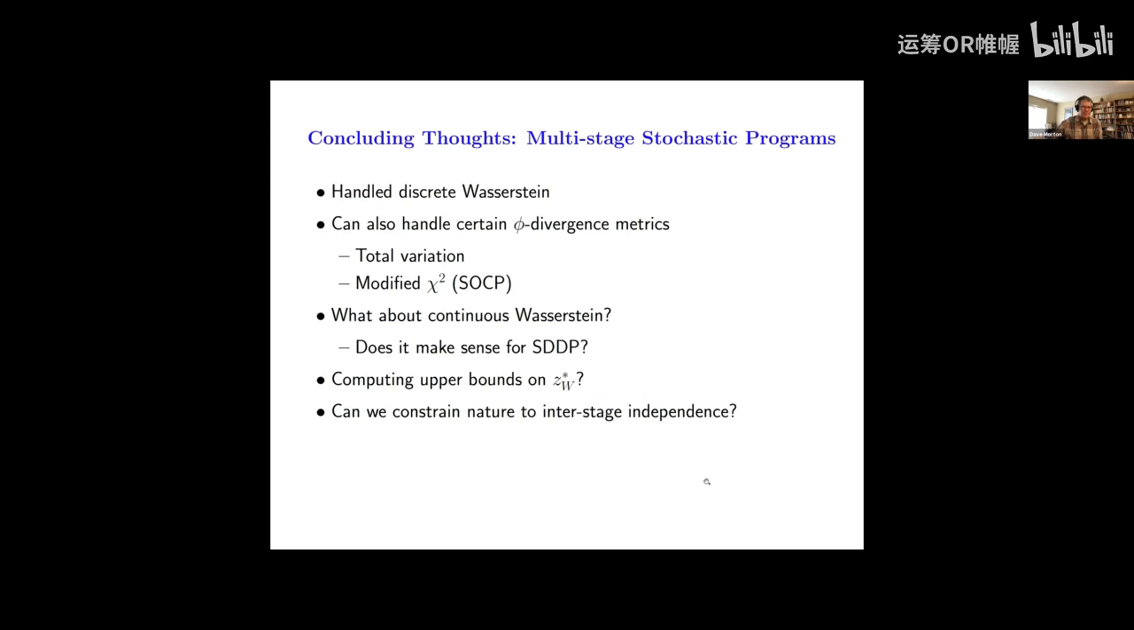All right, so I think this is the last slide. And I know the multi-stage stuff was quite fast, but I wanted to give you a sense that we're not just stuck in a 2-stage setting here, that we really can do time dynamic problems. So we handled the discrete Wasserstein as opposed to the continuous Wasserstein. It's also possible to do phi divergence type stuff in this setting in a pretty clean way as well.